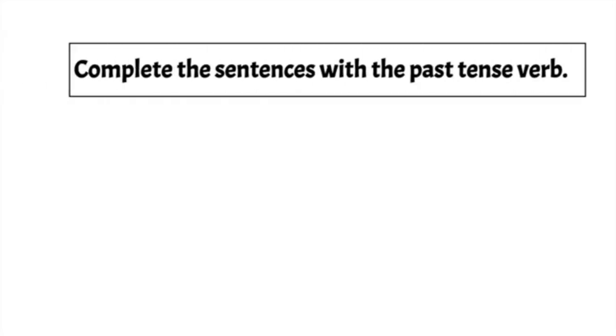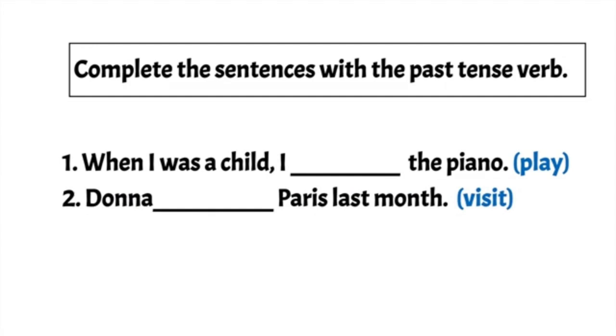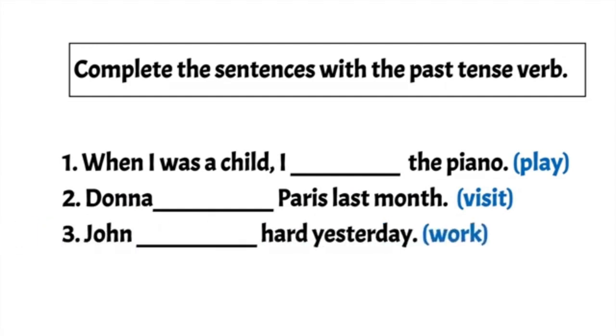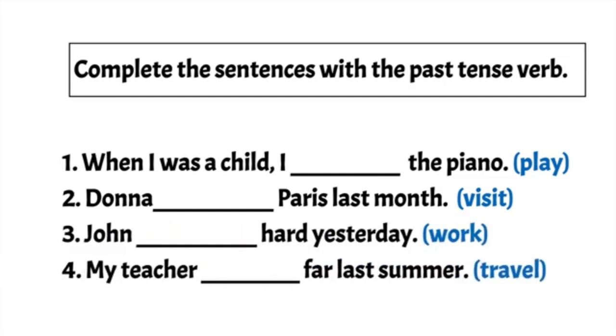So, complete the sentences with a past tense verb. Number 1. I was a child. I the piano. Donna, Paris, last month. John, hard, yesterday. My teacher, far, last summer. So pause the video and write your answers.